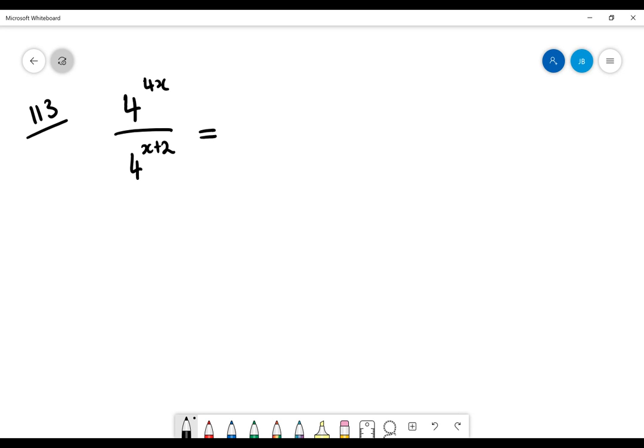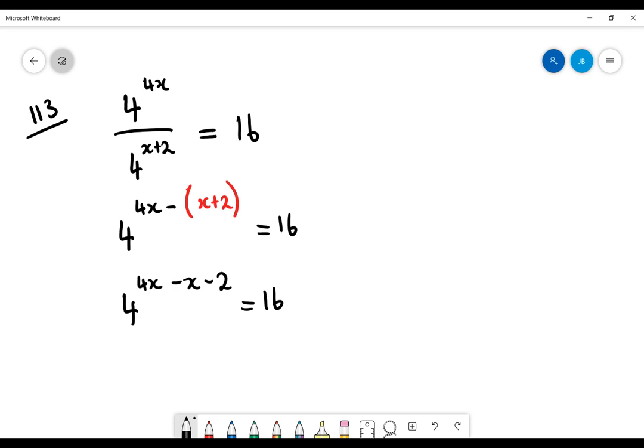Now we know that 4 squared is 16, so we want to simplify this to get some sort of power, and then we know that power is going to be equal to 2. So let's simplify this in the way from before, which gives us 4 to the power of 4x, once again minusing here with those brackets, and that of course is still going to be equal to 16. Simplify here, minus x and then minus 2 again. I'll continue the problem over here.